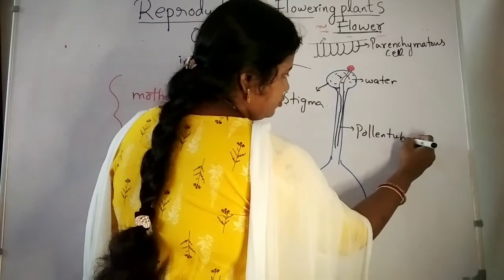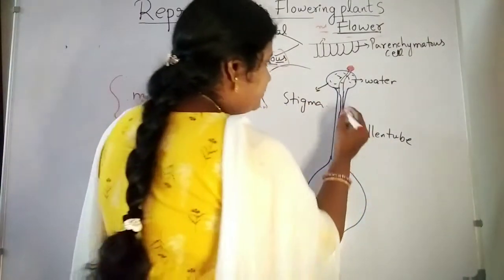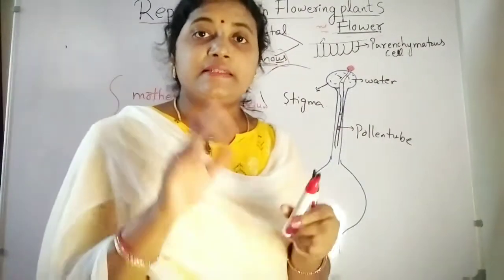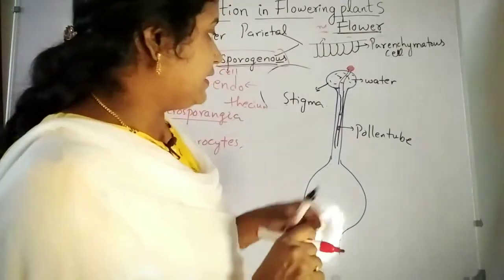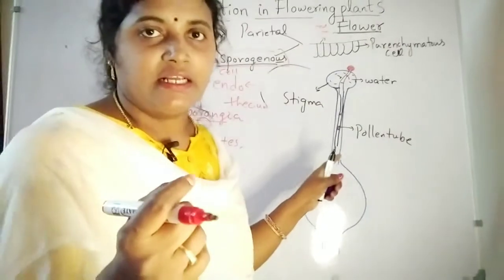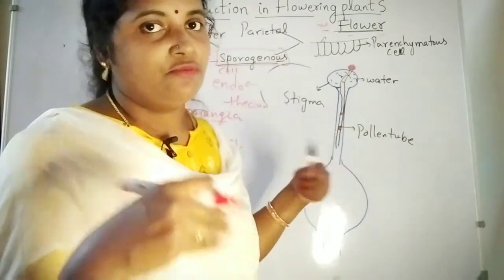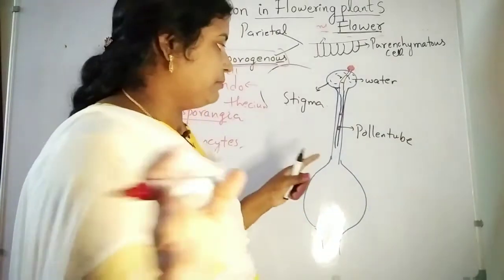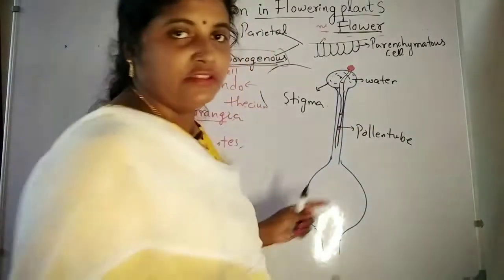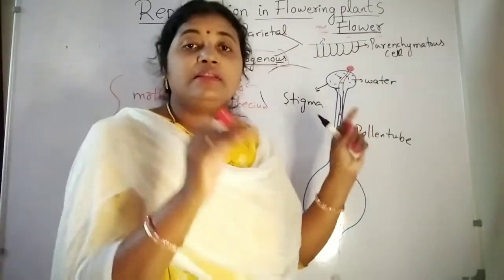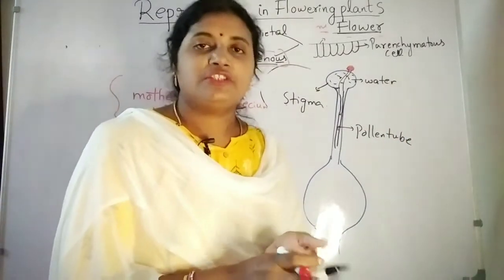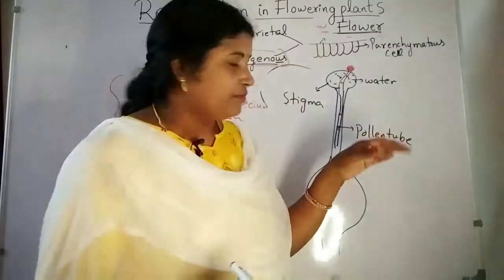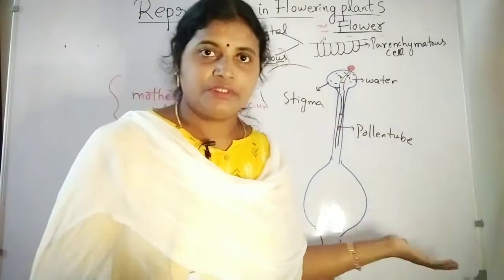Through this pollen tube, the male gametes, which are present in the generative cells, are going to be released from the generative cells. Non-motile means they can't move fast. Those types of gametes are known as non-motile gametes. Non-motile male gametes enter inside the pollen tube. These are the events in the pre-fertilization steps. Before the fertilization, this process takes place.